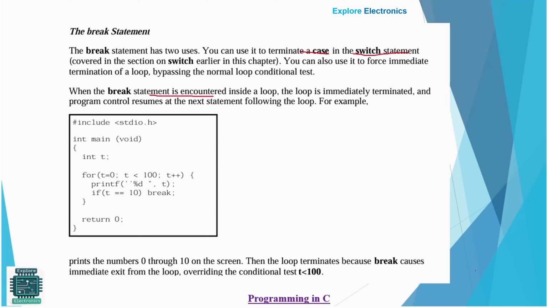Hash include, int main, and here a for loop, so repeatedly the loop will be running. When the condition is satisfied, it stops because break is mentioned. Here it prints the numbers 0 through 10 on the screen. Then the loop terminates because break causes an immediate exit from the loop, overriding the conditional test t less than 100.